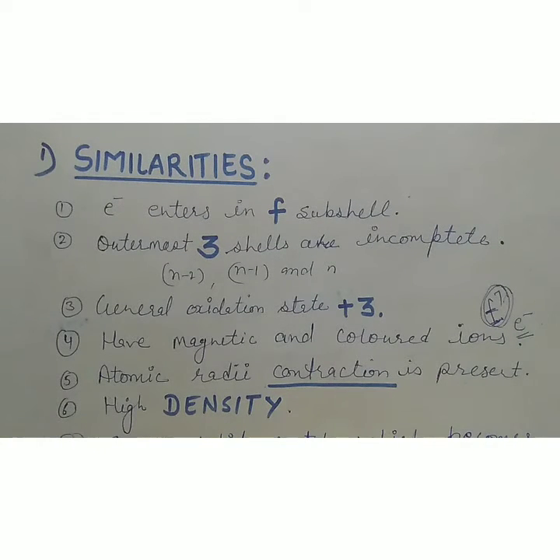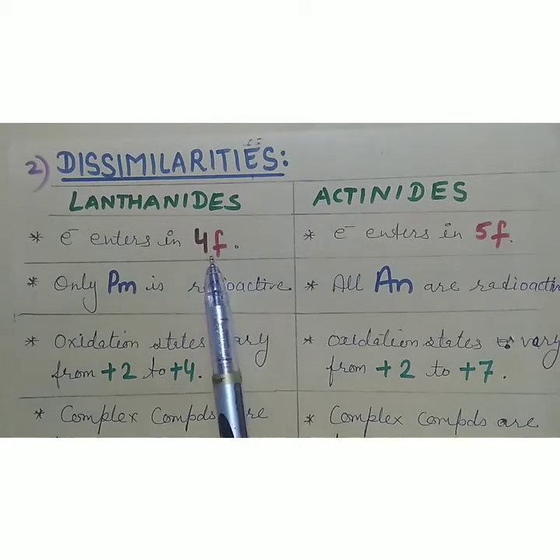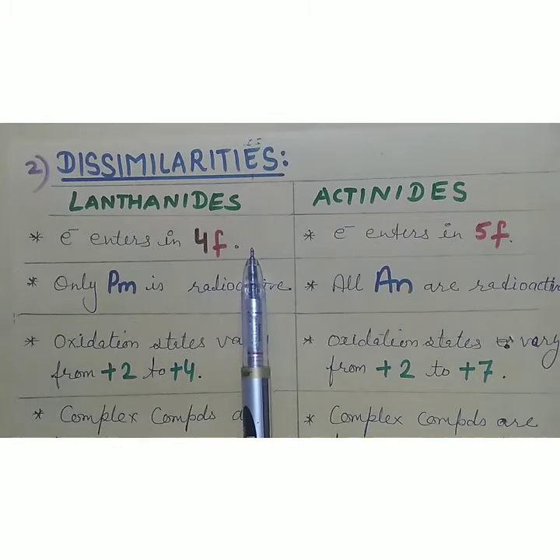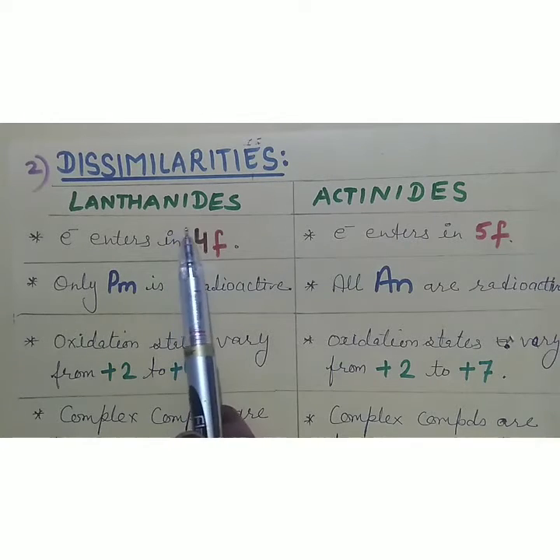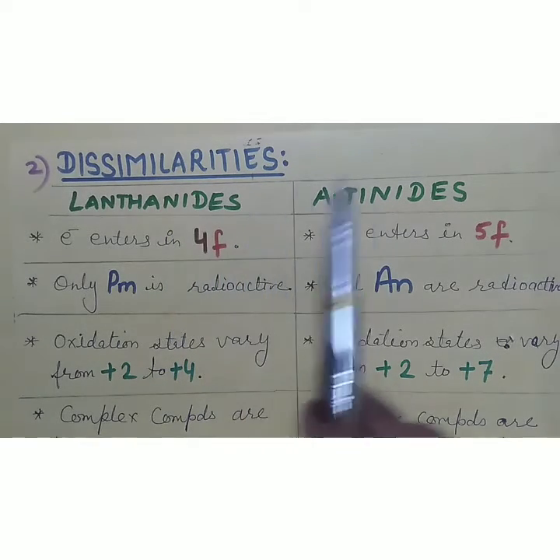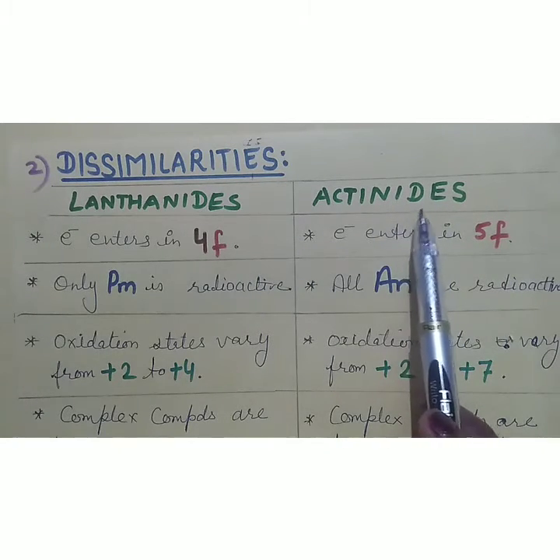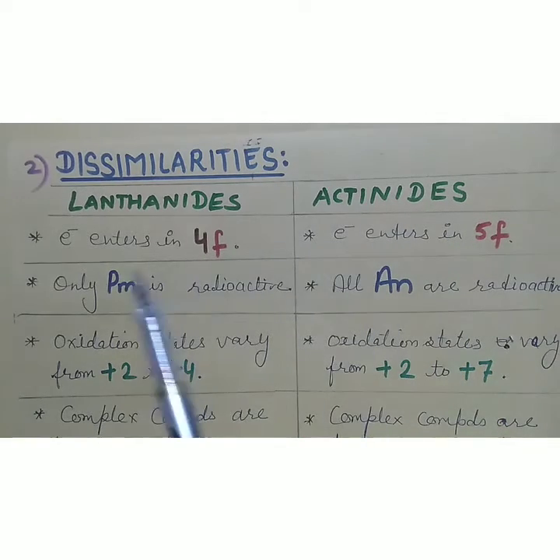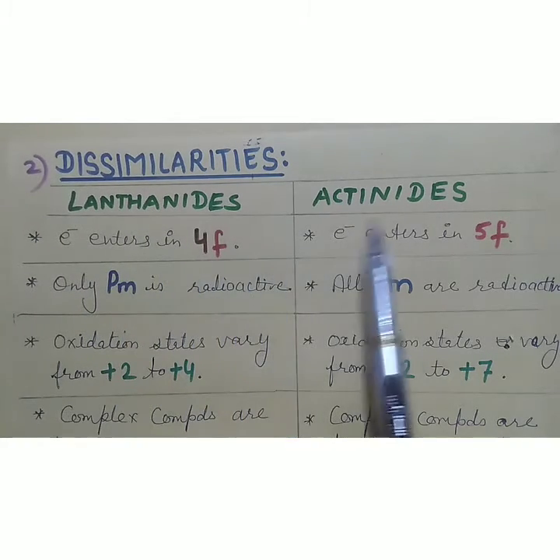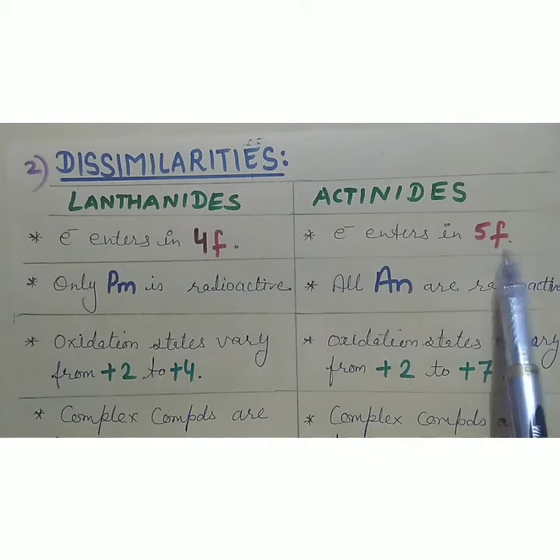Now we will discuss their dissimilarities. The first is electronic configuration. The general configuration of lanthanides is 4f1 to 14, 5d0 to 1 and 6s2, while in actinides it is 5f1 to 14, 6d0 to 1, 7s2. So the first difference is that in lanthanides the last electron enters 4f, while in actinides the last electron enters 5f. Clear?